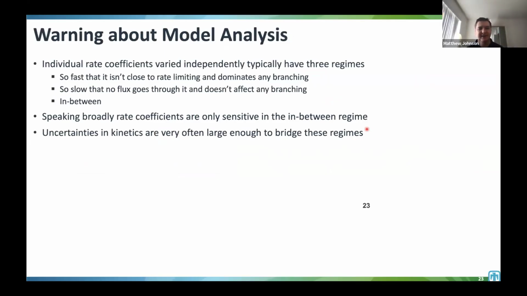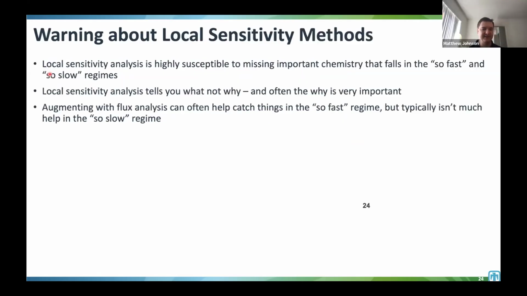A little bit of warning about model analysis. I talked a little bit about this in the last day of this workshop. These rate coefficients have three regimes: so fast that they aren't close to rate limiting and dominate any branching, so it's insensitive; or so slow that no flux goes through them and they don't affect branching. These rate coefficients are only sensitive in that in-between regime. Oftentimes, the uncertainties in these kinetics are large enough to bridge these regimes. So you do want to calculate some of the species that are not in this in-between regime, because they might actually be in the real regime, especially if they have large uncertainties.